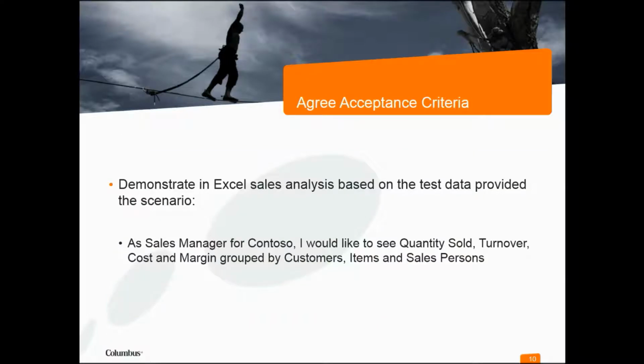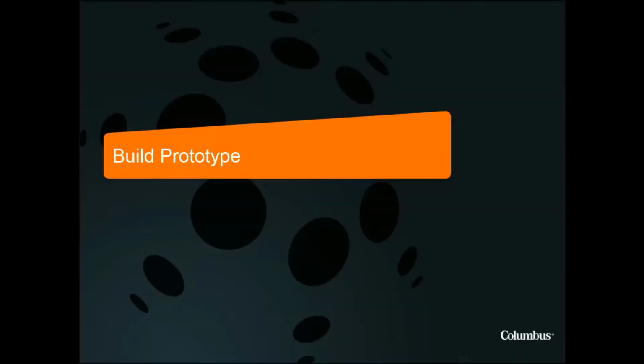Bill then asks Sarah for some acceptance criteria. How are we going to sign off on this? Sarah's a business user, so she works in Excel, so she asks Bill to present back using Excel and basically says that if you can show me quantity sold, turnover, cost and margin, and I can slice and dice that by customers, items and salespeople, then you have what we need to make life easier for the sales department. So let's go and have a look at building the prototype.